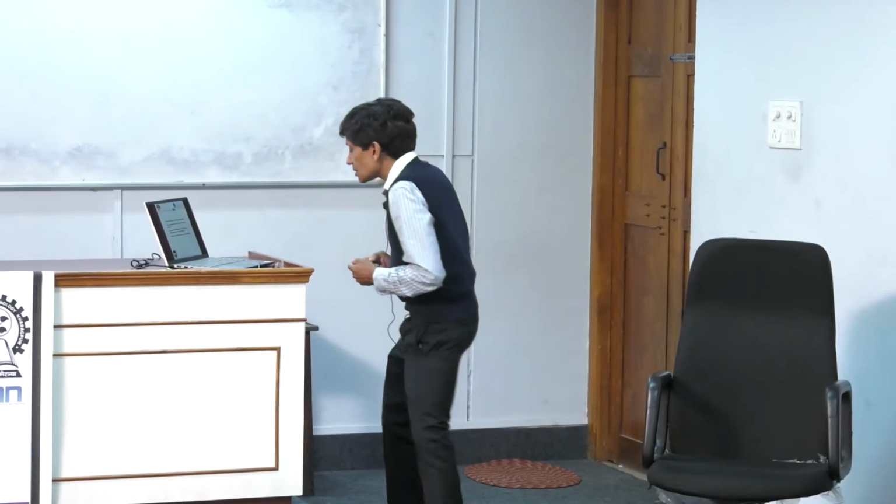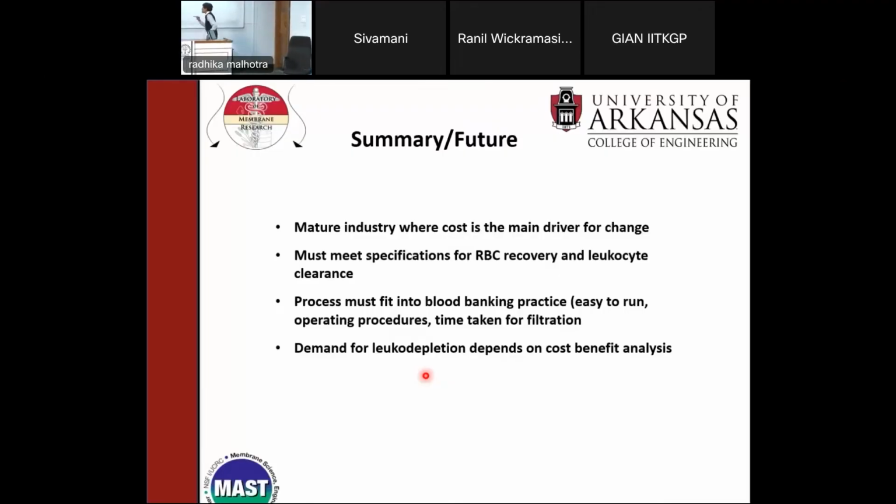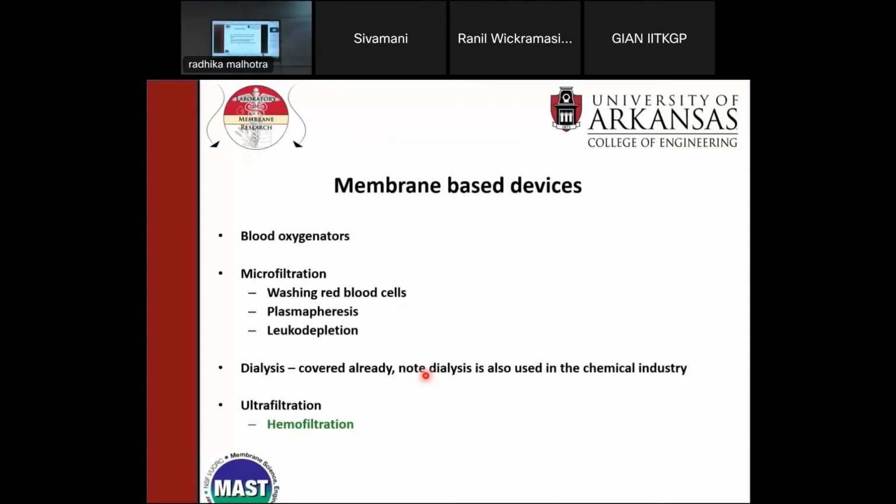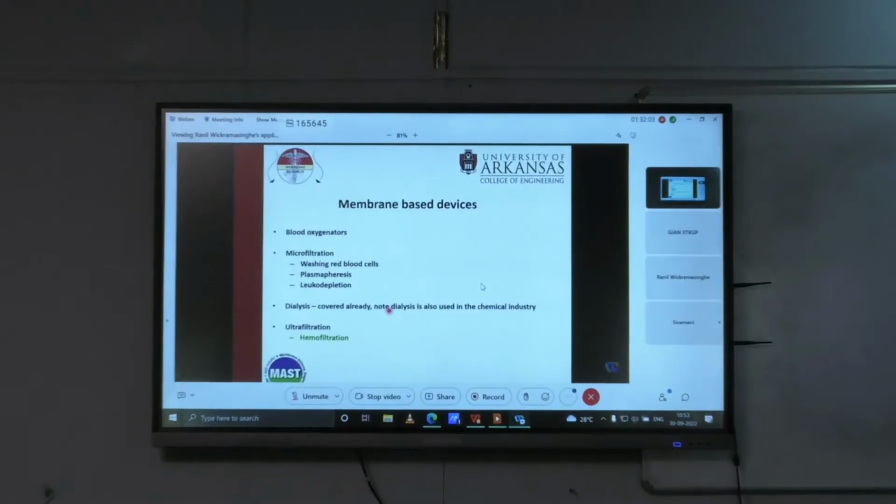Okay, any questions on leukodepletion? I think that's, again, another very interesting takeoff on depth filters that are used in the biotech industry. Okay, let's move on then. We have a couple more things to talk about.